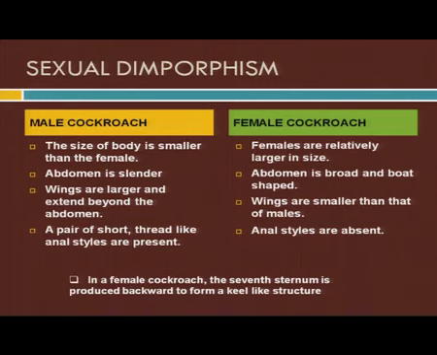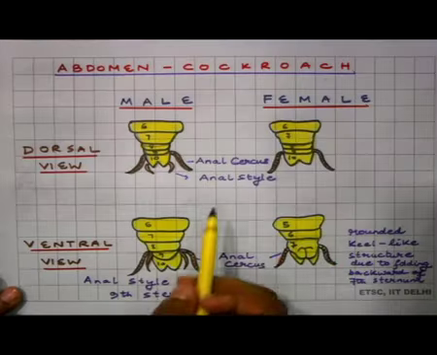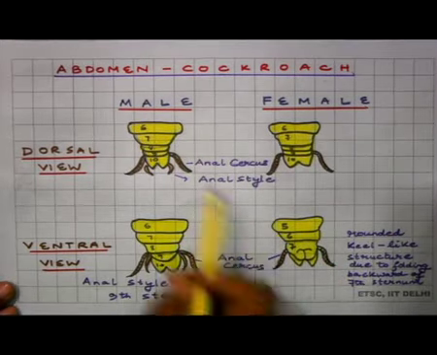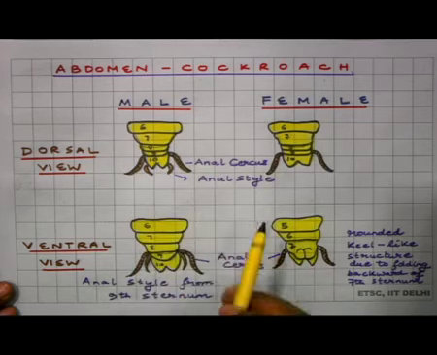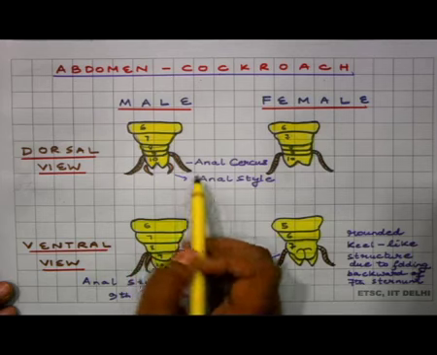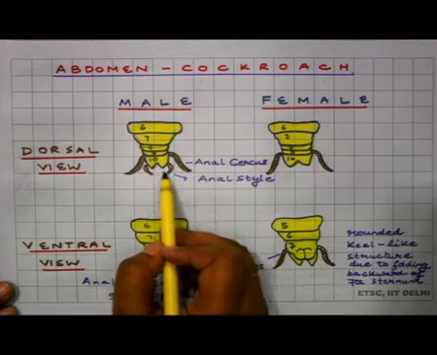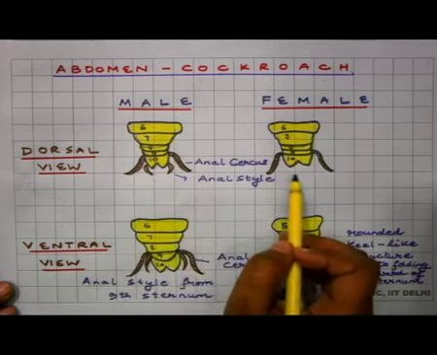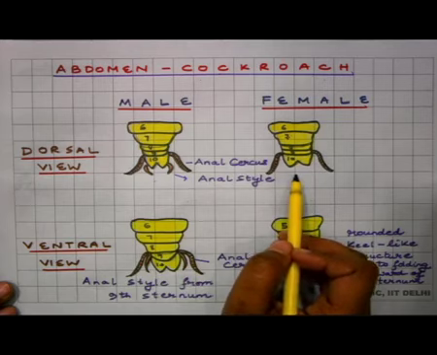Let us try to understand all this with the help of this diagram. You can see the abdomen in cockroach, the male and the female, showing from the 6th to 10th segment. The first difference which you can make out is that there is anal style which is present in male, but it is absent in female, right.